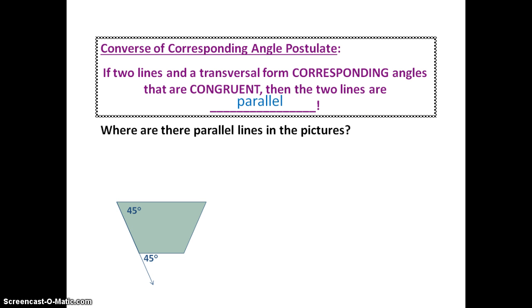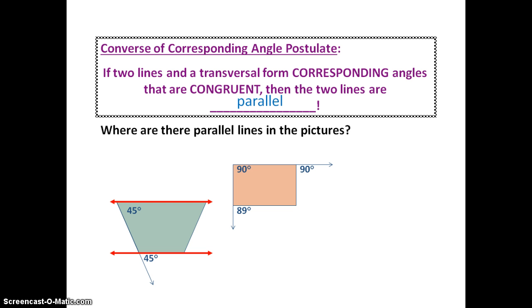So below we're going to look at a couple of pictures and we're going to find the parallel lines in the pictures. If I can find two corresponding angles that are congruent, then I can say that the lines are parallel. In the first picture, we have these two angles of 45. I can see that they are congruent, and I can also see that they are corresponding angles because they're both on the bottoms of these two lines, and here's my transversal that they're on the same side of. So my two parallel lines are right here.